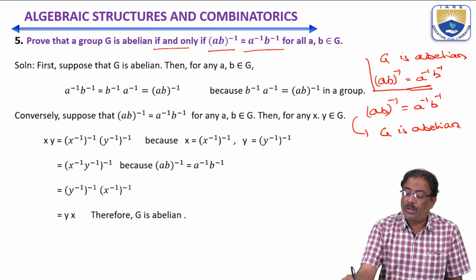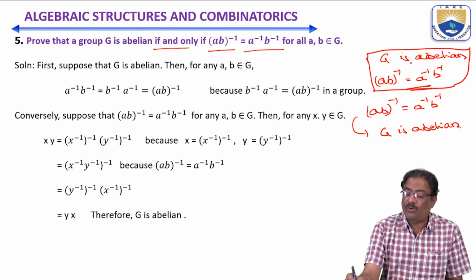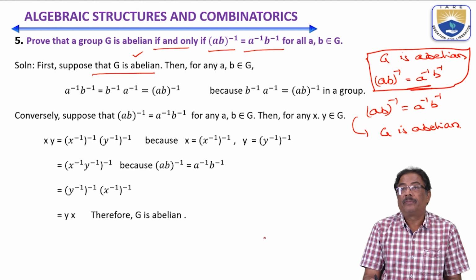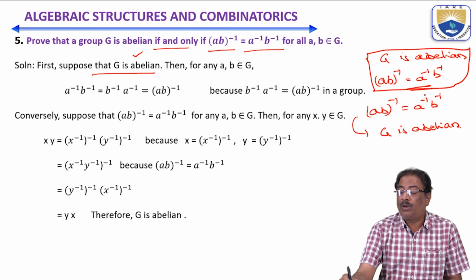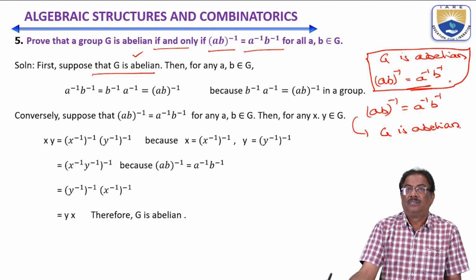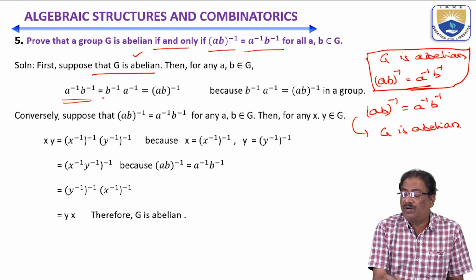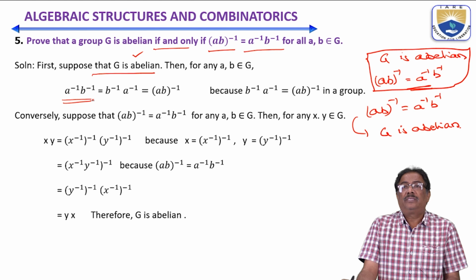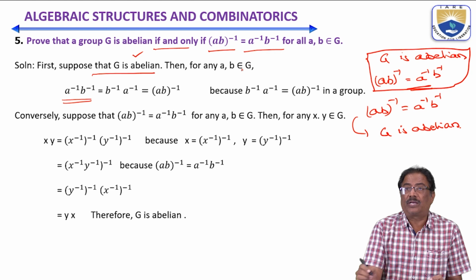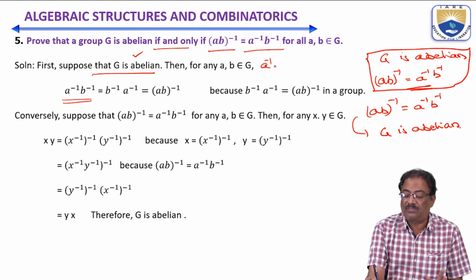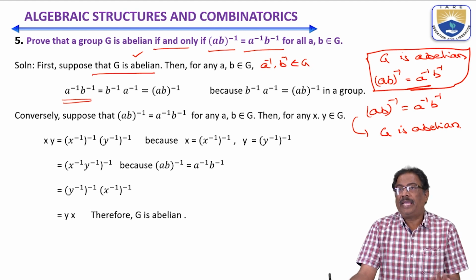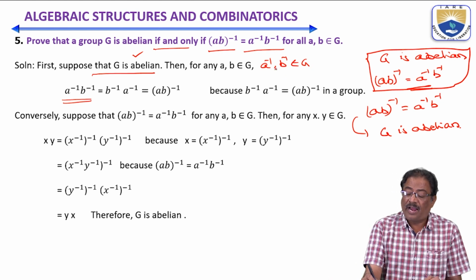So first of all, we are going to concentrate on this. First we take that G is abelian. Then we are going to prove that (AB) whole inverse is equal to A inverse B inverse. So now I am going to take A inverse B inverse. Here G is an abelian group, so whatever values we consider, A, B belong to G, and since G is a group, every element will have an inverse. So A inverse and B inverse also exist in G.